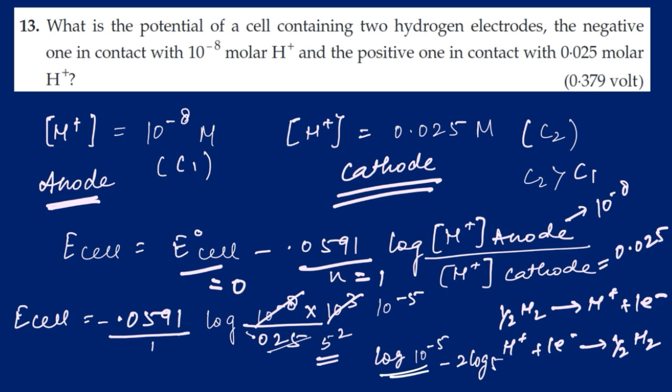Now log 10 to the power minus 5 will be minus 5 and 2 log 5 will be equal to 2 into log 5 will be equal to 1.398. So minus 5 minus 1.398. So this becomes minus 0.0591 multiplied by minus 5 minus 1.398, that is minus 6.398. Solving, the EMF of the cell will be 0.378 volt.